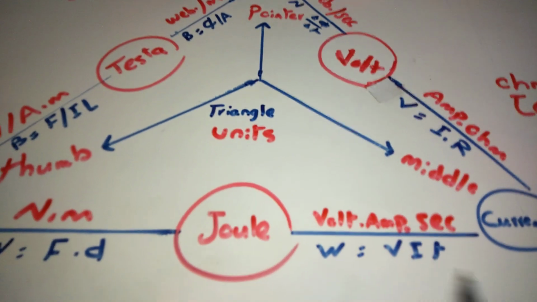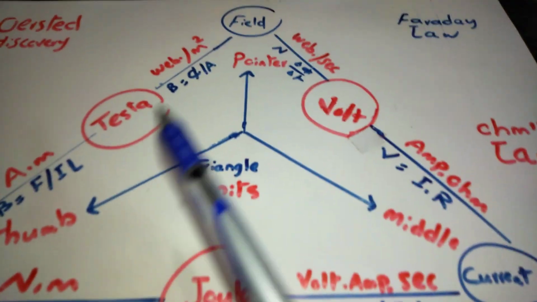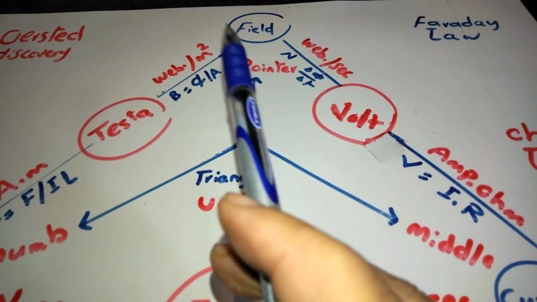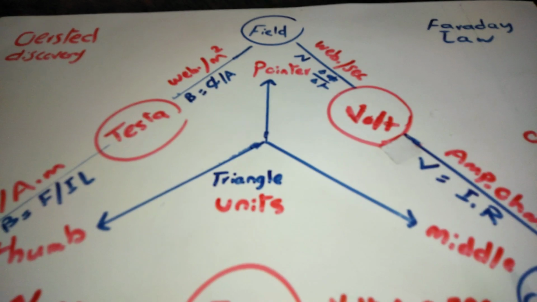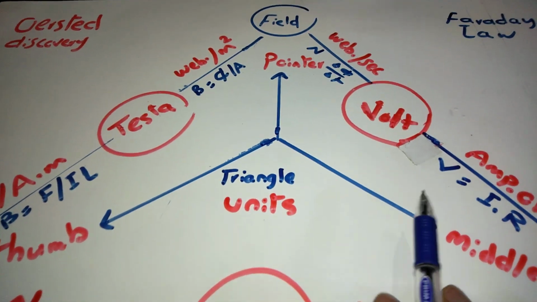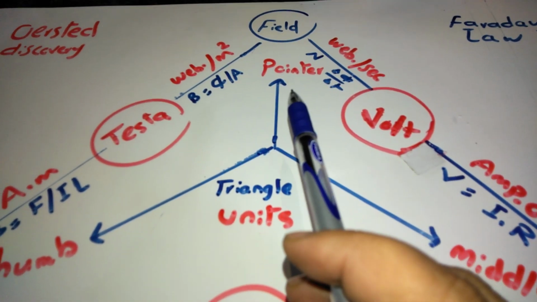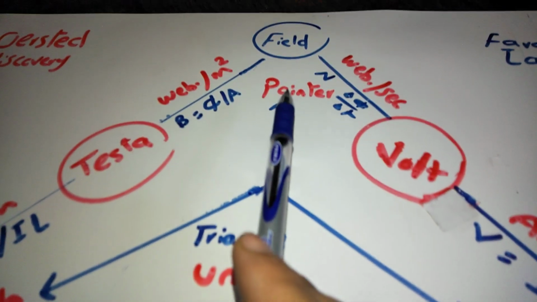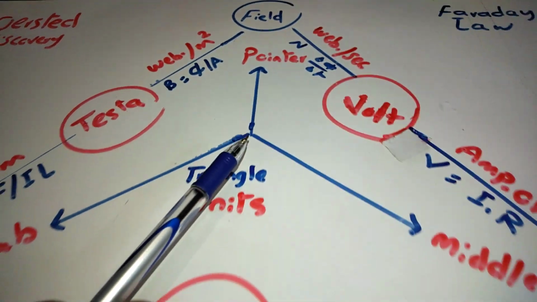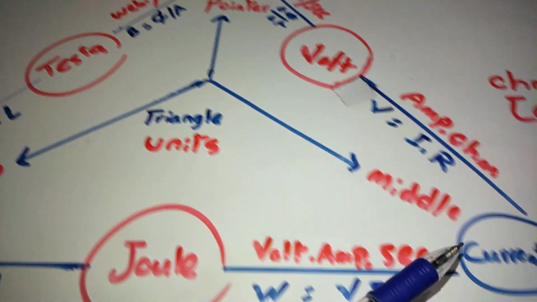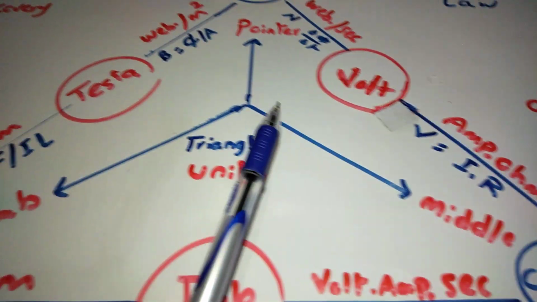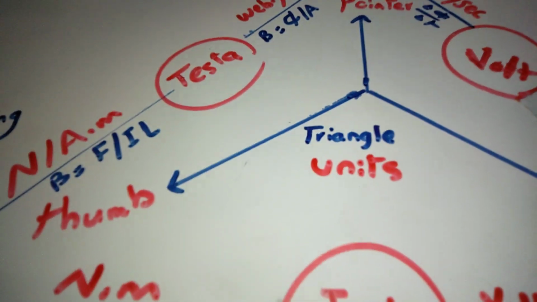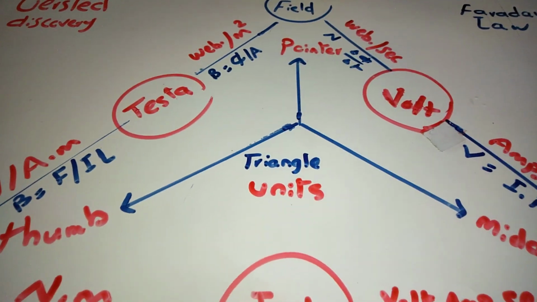As you can see, these are connecting units that connect the main concepts in your curriculum, and they can be expressed by the fingers of your hand in general. The pointer shows the field, and the middle shows the current, and the thumb finally will give you the direction of the force or motion.